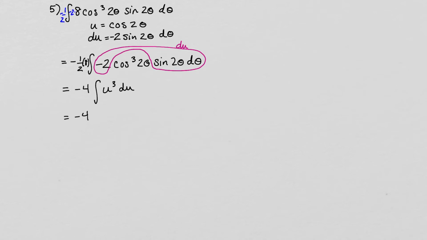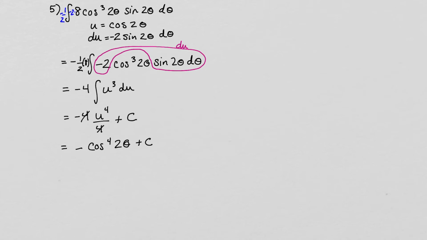So negative 4 u to the 4th over 4 plus c. So the 4's are going to cancel. So I just have minus cosine to the 4th of 2 theta plus c. So not too terribly bad.